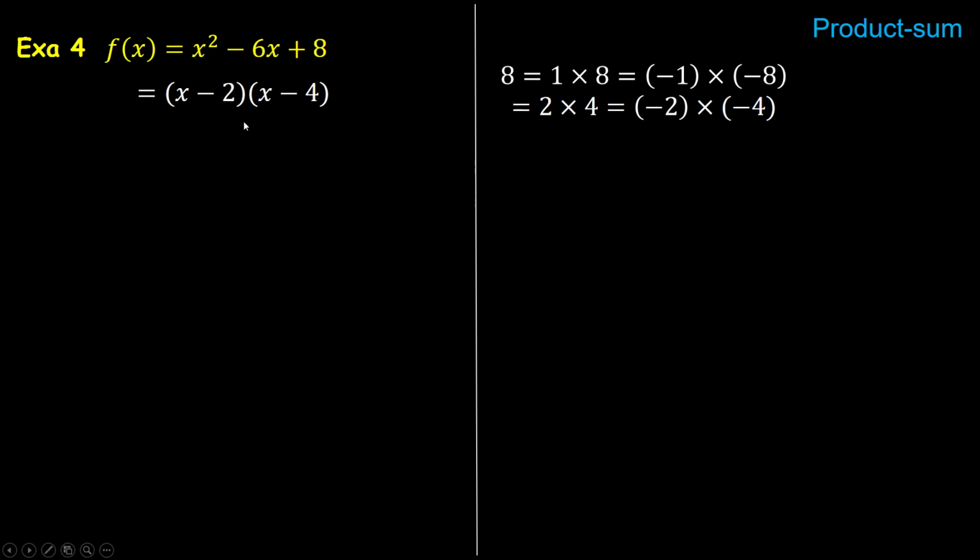Let me just do this mentally here. So if you multiply this, x times x is x squared. And then here you have a minus 2 times x, and minus 4 times x. Well, minus 2 and minus 4 gives you minus 6, so minus 6x. And finally, a minus 2 times minus 4 gives you 8. This also shows why you want the product to be 8 and the sum to be minus 6. Because when you verify, computing the product has to give you the original problem. Okay? So this is called the product sum method.